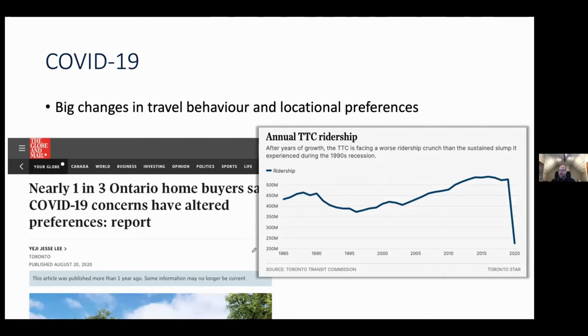Ridership on transit is way down from where it was in the past and has still not recovered in very meaningful ways today. And who knows what's going to happen in the future with more variants and all of that, but it's a topic for discussion.